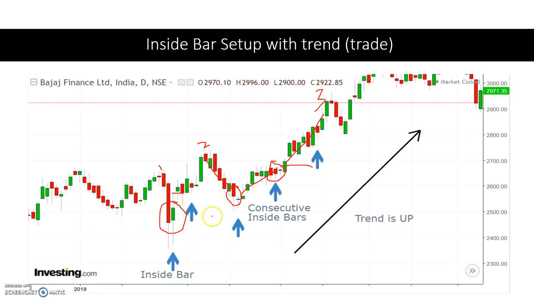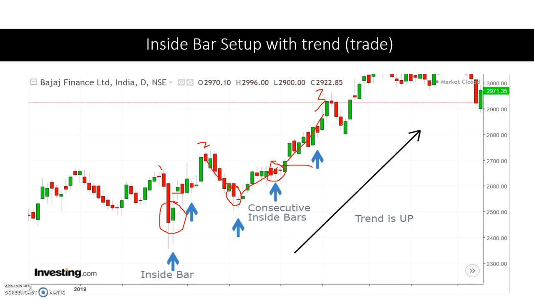This is where you need to trade the inside bar, in a trending market, it may be an uptrend or in downtrend. In an uptrend, we must look for buying opportunities and vice versa. In a sell trend, we will look for sell opportunities using inside bar.